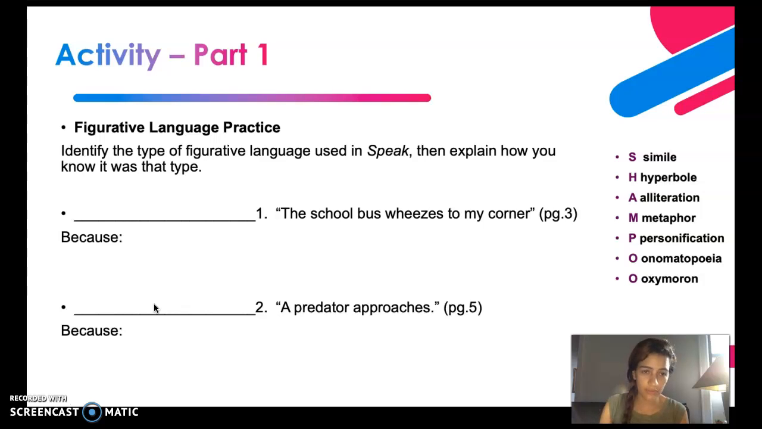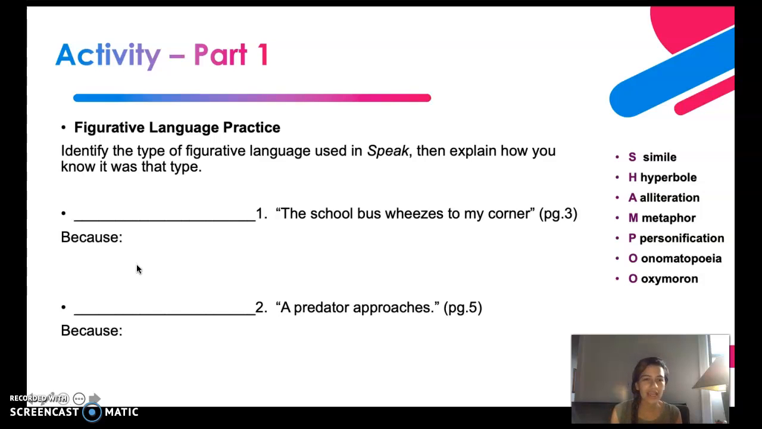So let me move on. So part 1. If you look at page 3, there's one there, okay? Natalia, could you please read this quote from page 3? The school bus wheezes to my corner. Thank you. Okay, so now I would like you to please take about 1 minute to figure out what kind of literary element this is and why. Okay, and time's up. I'm going to use an equity stick.